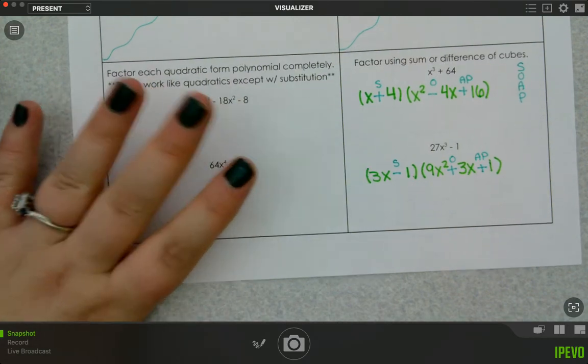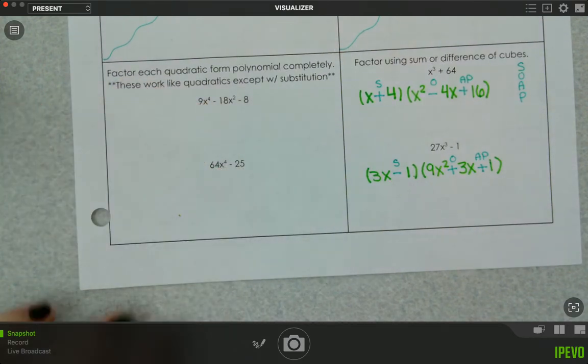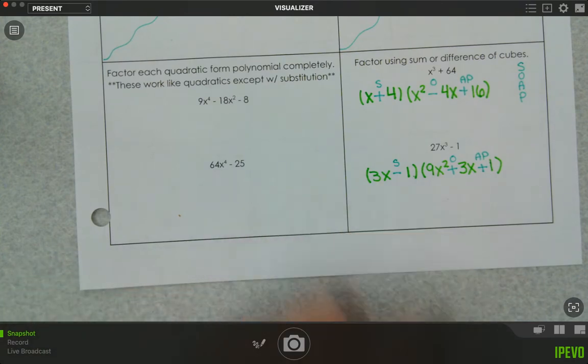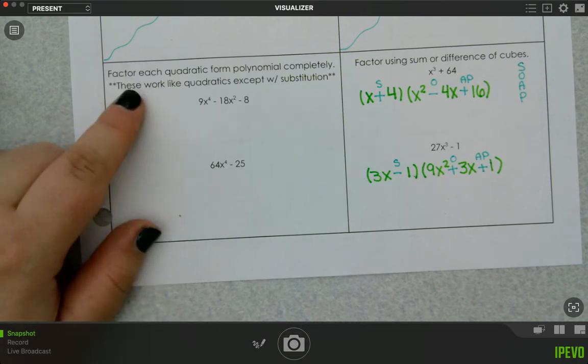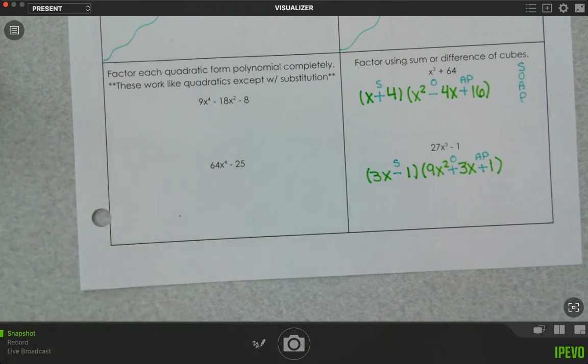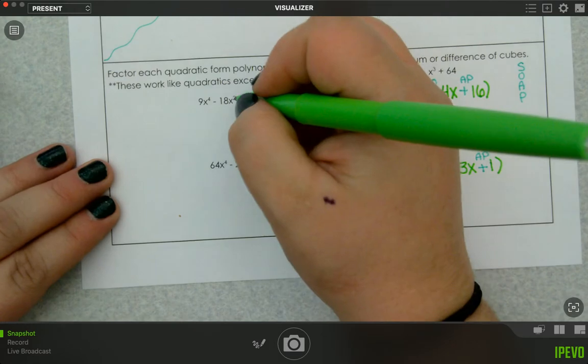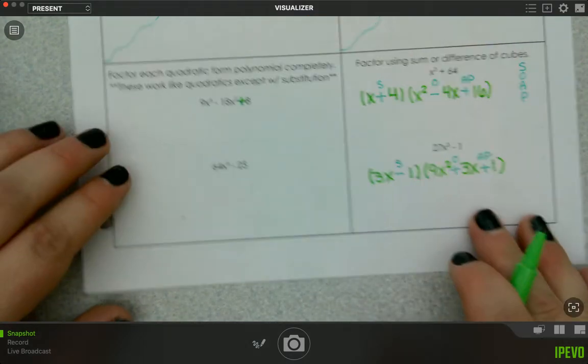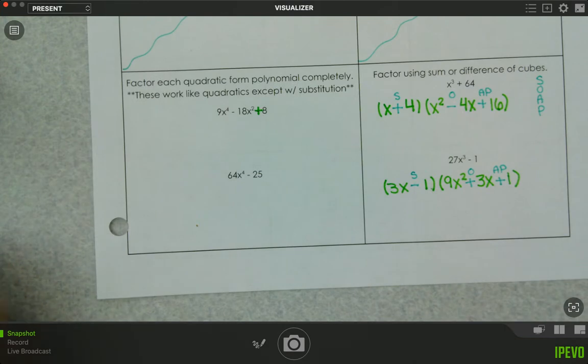I'm going to come over here and do these two. I'm actually going to change one of them, and then we will do a couple more of these on the homework before we finish. Okay, so these are going to factor just like quadratics. I'm actually not going to show you how to do it with substitution because I think that's just going to confuse people a little bit more. I'm going to change this 8 to a plus because it was supposed to be a plus. So do me a favor and change that really quick before I do this example.